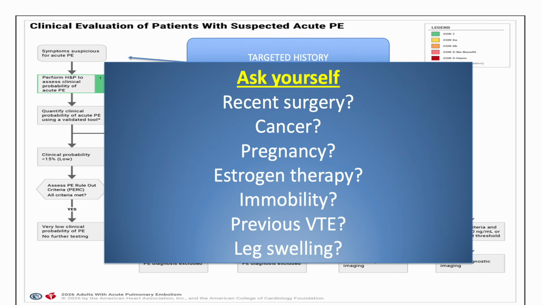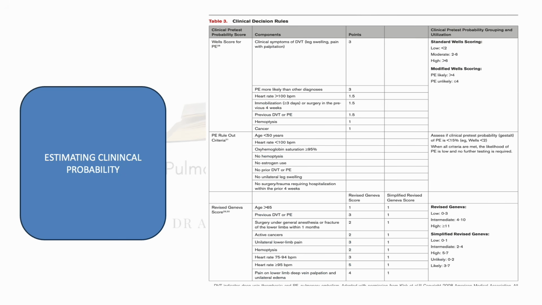So ask yourself, is there a history of recent surgery, cancer, pregnancy, estrogen therapy, hormonal therapy, immobility, previous surgeries which would have led to immobility, previous thromboembolisms, and leg swelling, specifically unilateral leg swellings? They should immediately raise the suspicion.